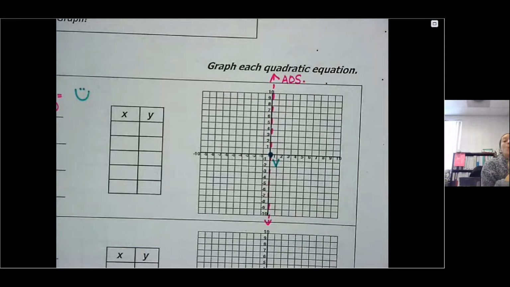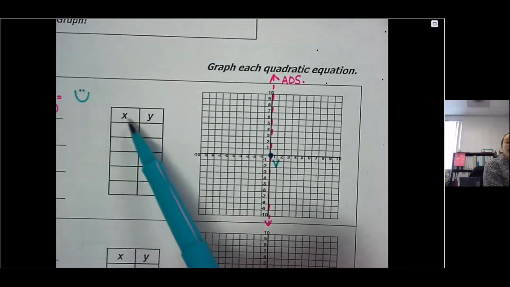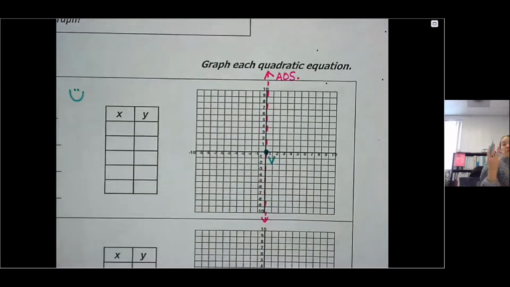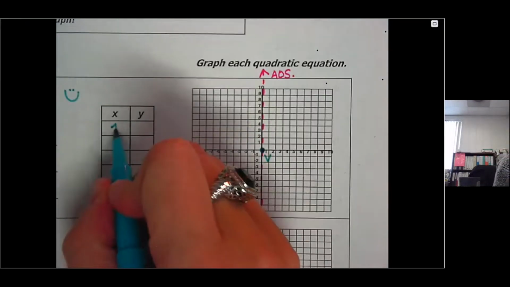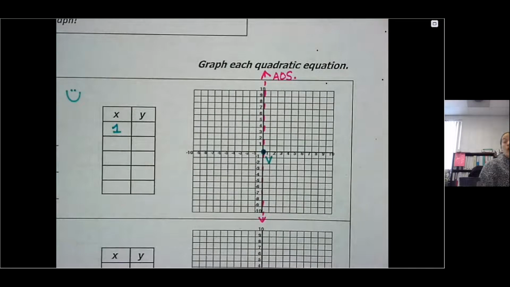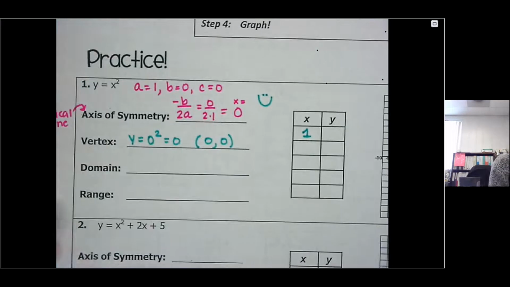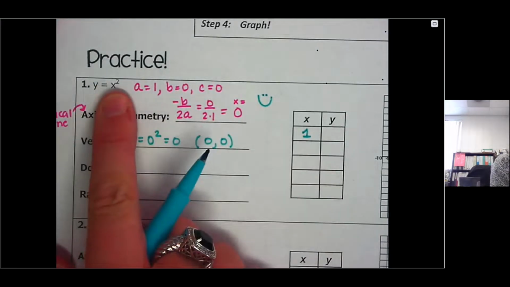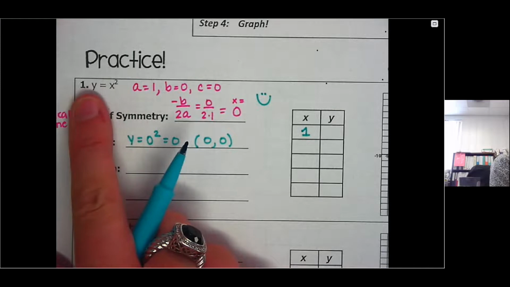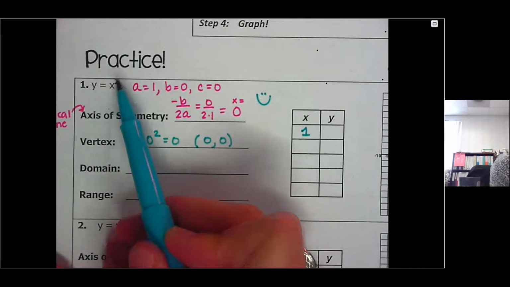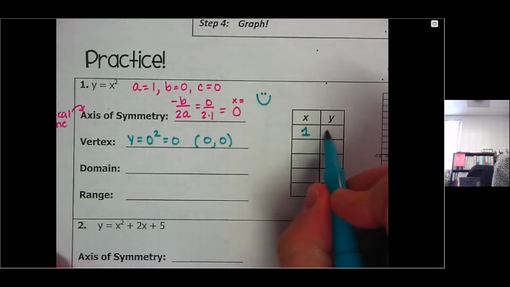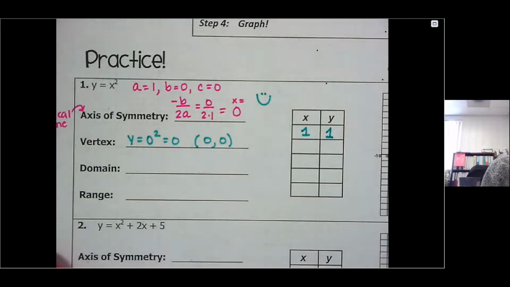So here's all we're going to do. We're going to pick a number for our X. Doesn't matter what number we pick. And then we're going to practice just plugging it into the equation. So I'm going to start with an easy one. I'm just going to pick the number 1. So if I come over to my equation, excuse me, and I plug in the number 1 for X, what am I going to get for my Y value? So what is 1 squared? It's just 1. So my next point that I'm going to graph is positive 1, positive 1. So over 1, up 1.